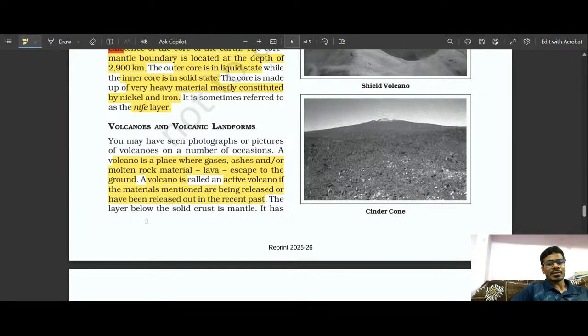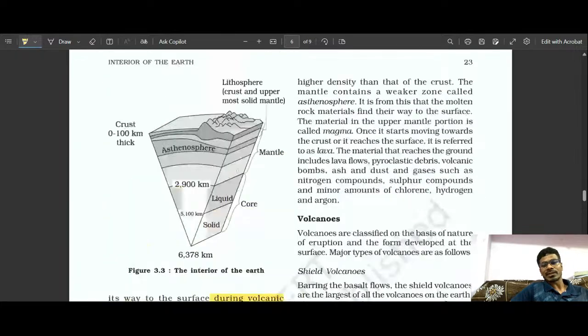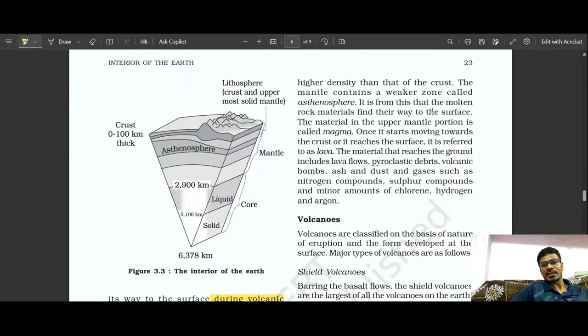The layer below the solid crust is the mantle, and it has a higher density than that of the crust. The mantle contains the weaker zone called the asthenosphere, and it is from this that molten rock material points its way to the surface. Material in the upper mantle portion is magma, and once it moves towards the crust and reaches the surface, it is referred to as lava.